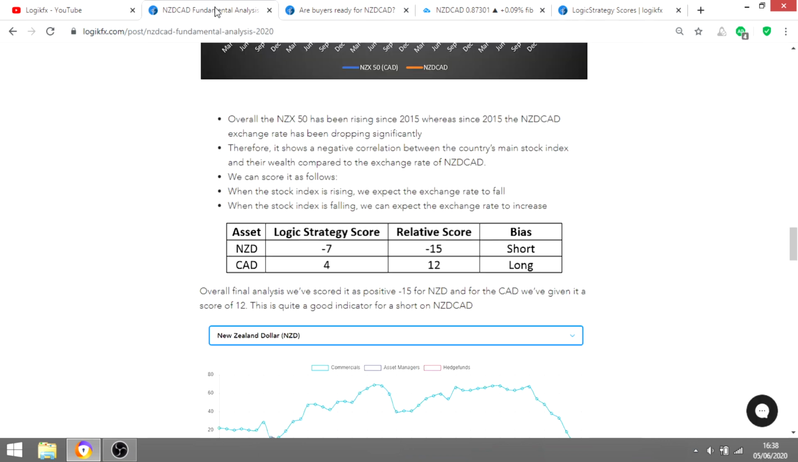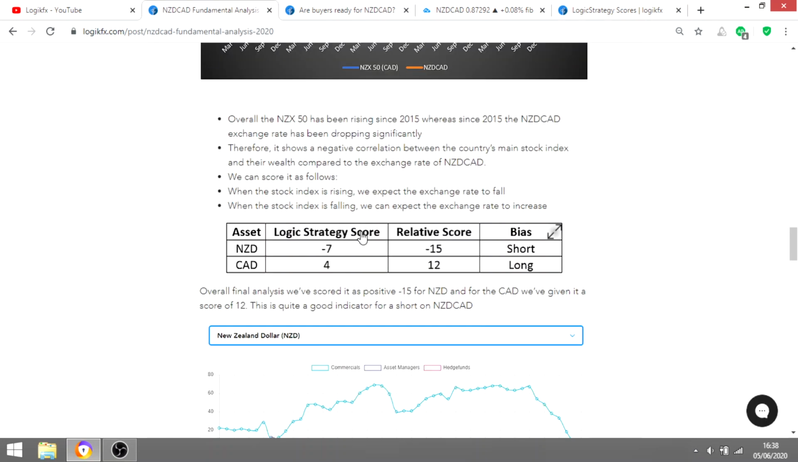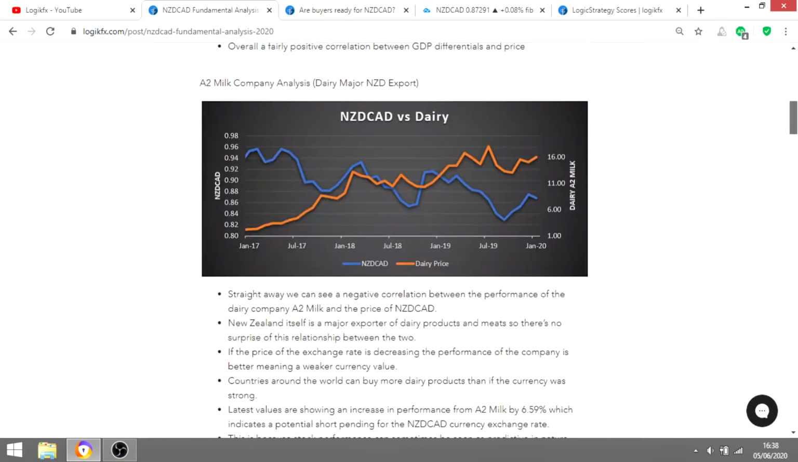And that's our first step in the analysis, and that's what the scores you saw here, -7 and +4. These were the scores in January. And the next part of the analysis, we don't just look at the scores, we now need to compare them against each other. So we now need to compare the New Zealand dollar against the Canadian dollar. And that's where this relative section comes in, the relative score. And that's what we've done here in all this analysis.